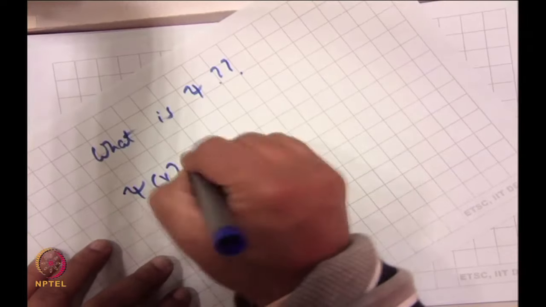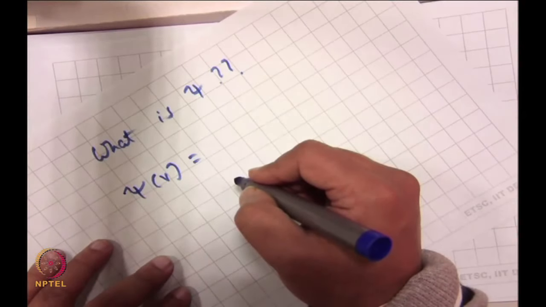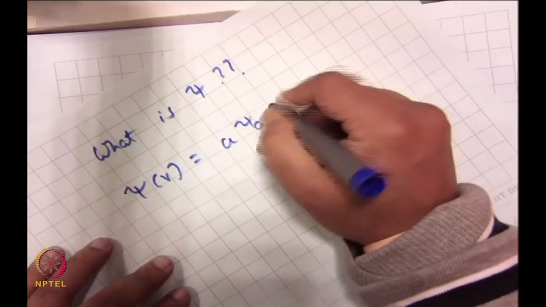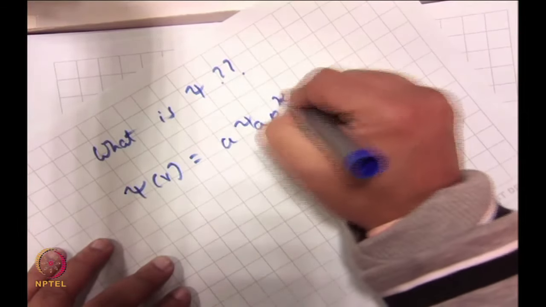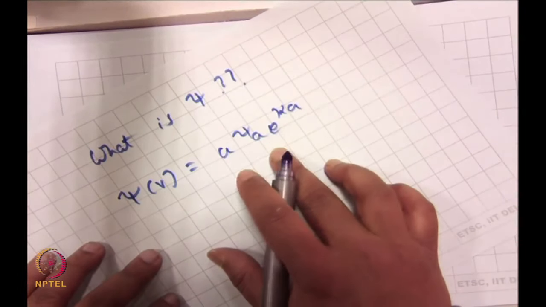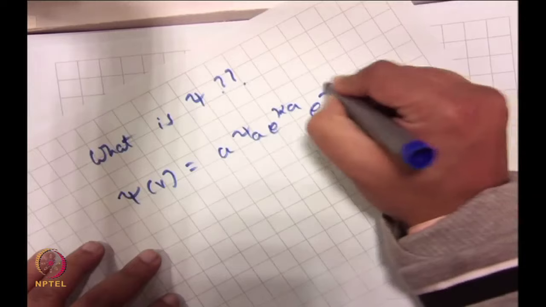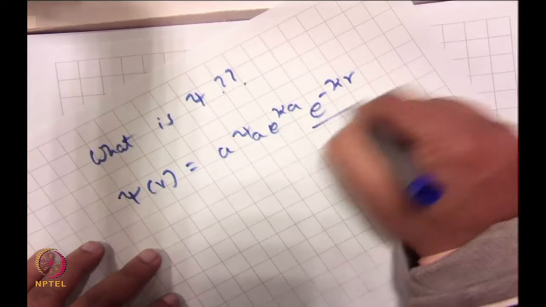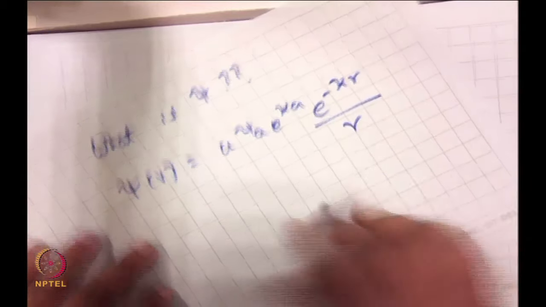So psi of r is equal to, I can write a psi of a. What did I write? e to the power kappa a, that was psi of a. Then what else do we have? e to the minus kappa r, then over r.